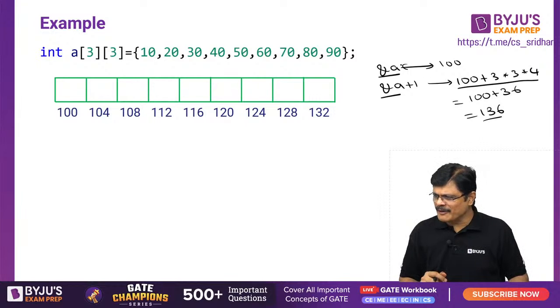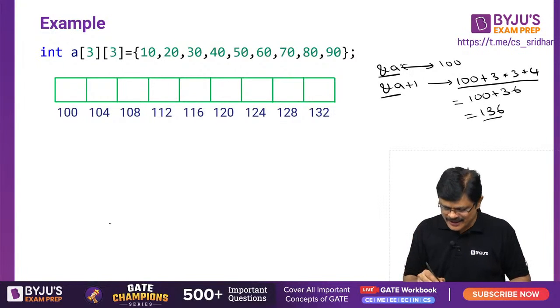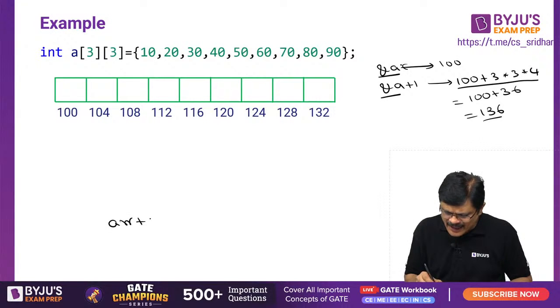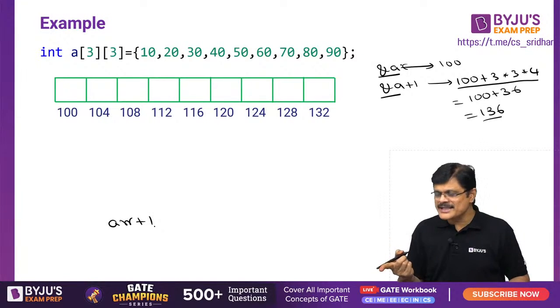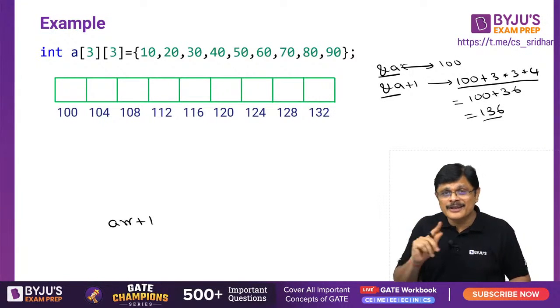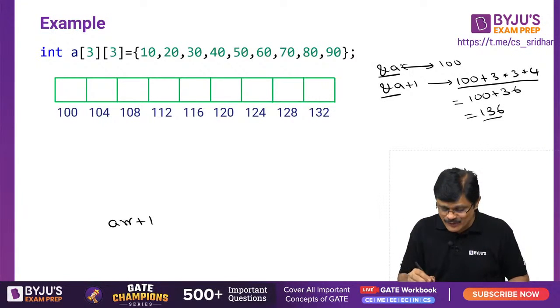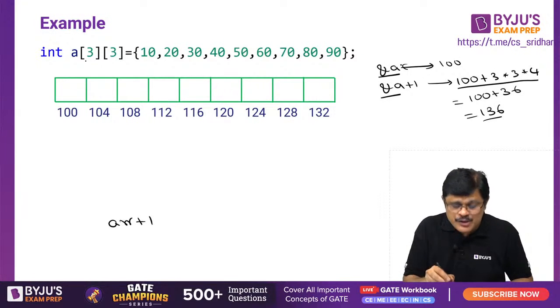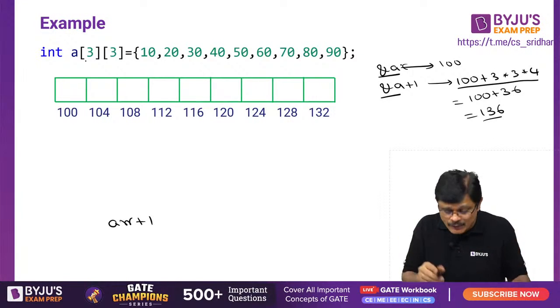Is it clear? Why 104, 136? No, it's not. See, Arshpreet, yeah. If it is ARR plus 1, what you are saying is correct. ARR plus 1 is also not 104. Even that is not correct, sir. ARR plus 1 would be, because ARR refers to the 0th 1D array.